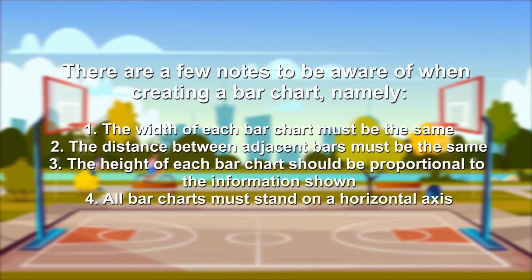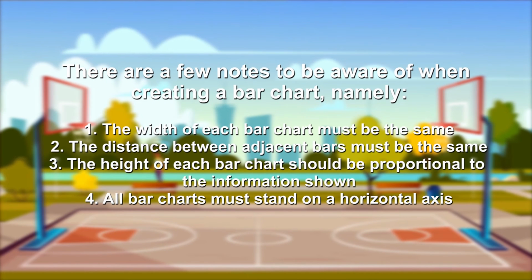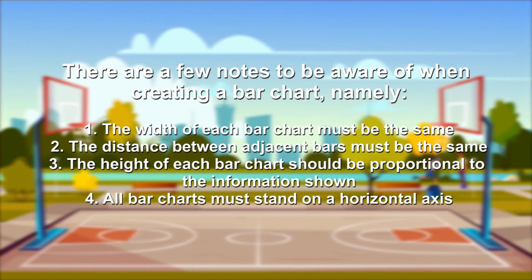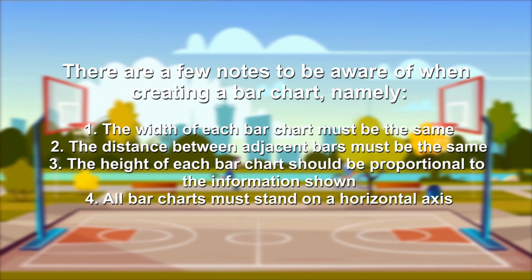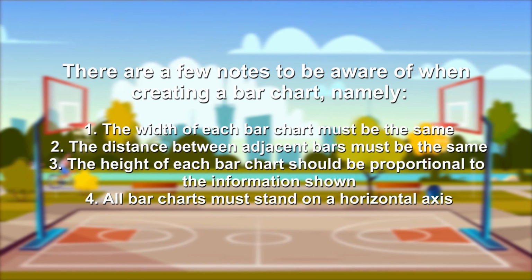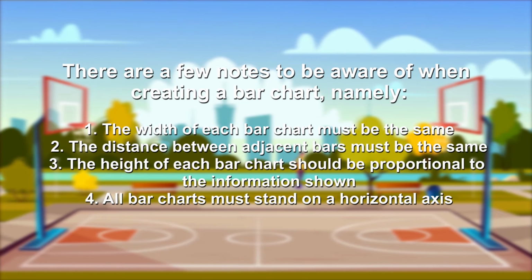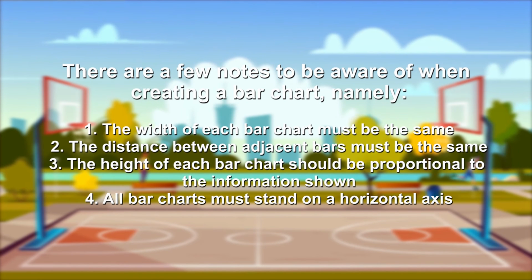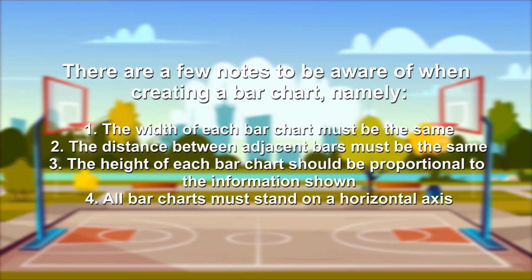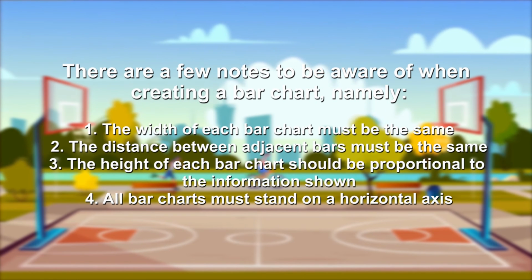You have to take notes to be aware of when creating a bar chart. First, the width of each bar must be the same. You have to take note of this one. The width of each bar must be the same. It has the same size, the same width, and the same height. The second point is the distance between adjacent bars must be the same. You have to put some space between each bar and another bar.